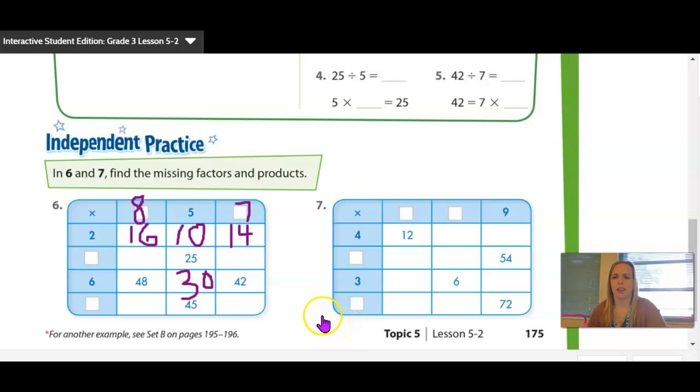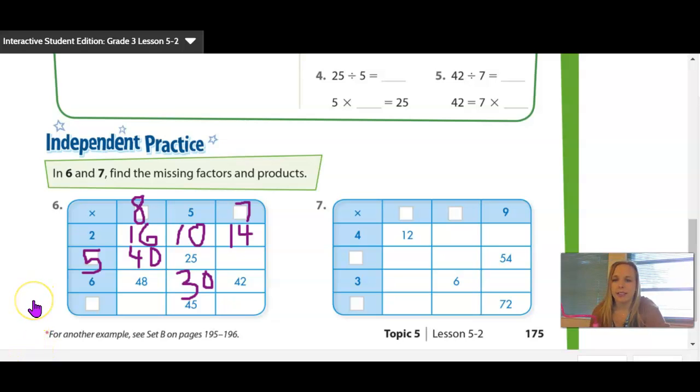Alrighty, what other ones can I do? Oh, I got one. I have a 5 and a 25. So I can now find this missing number. So what times 5 equals 25? Remember, 5 times something equals 25, I know that that would be 5. Now I can do another multiplication. I can do 5 times 8. 5 times 8 equals 40. So I'm almost there. I'm getting better and better at these.